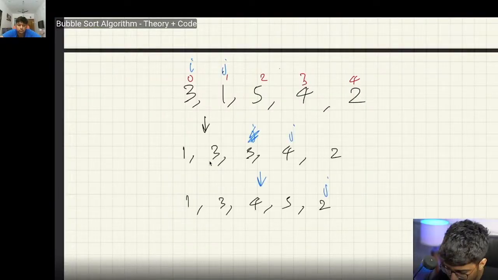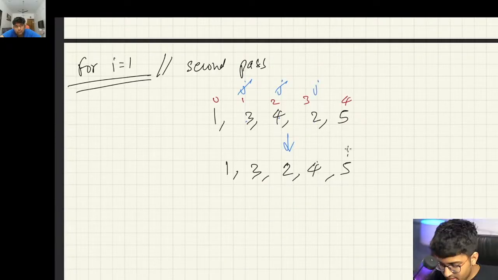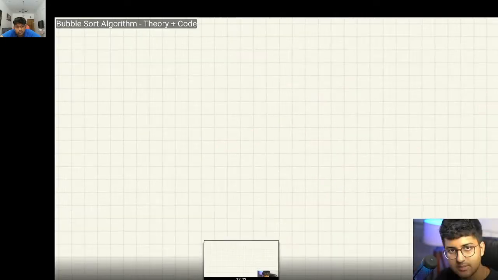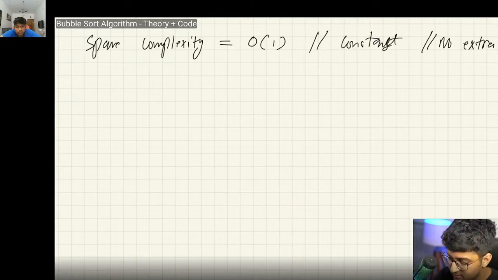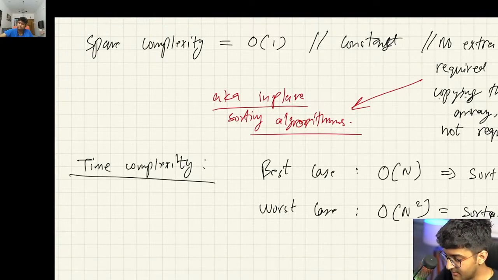Does j have a pointer here? Now that really makes sense. Okay, so for example, you're given an array sorted in descending order and you want to sort it in ascending order, so that is the worst case.